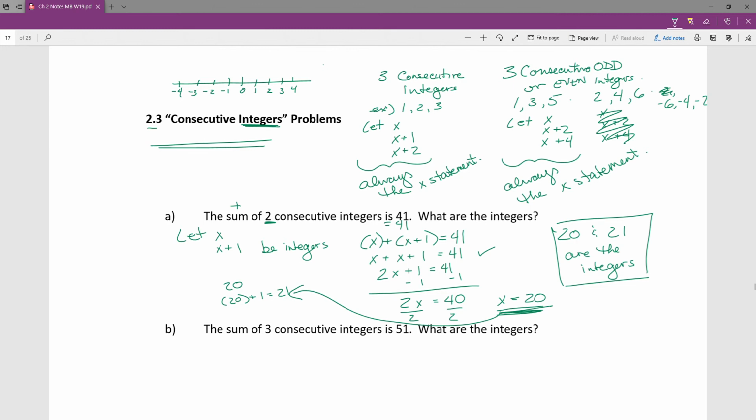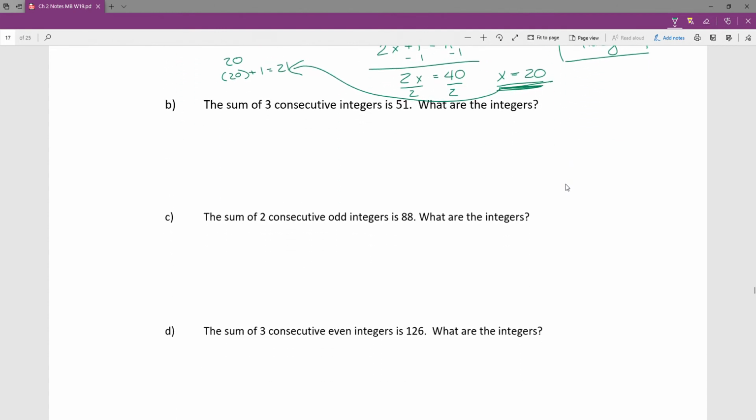Let's try another one of these. It says the sum of 3 consecutive integers is 51. As soon as I see 3 consecutive integers, that's going to be x, x plus 1, and x plus 2. Whatever they are, they're going to fit this pattern. So let these be the integers.